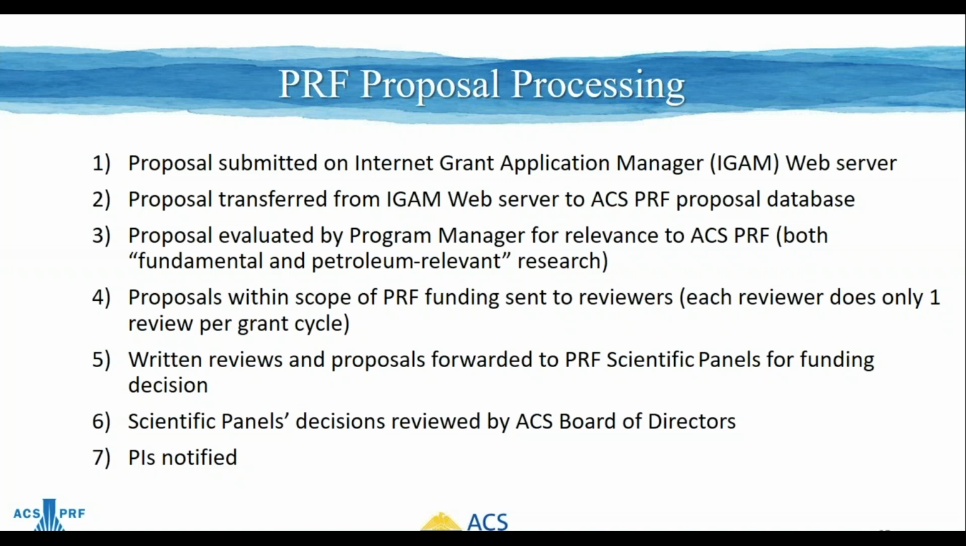Okay, so then we collect these and they go to the science panels. Remember the list I showed you with the 10 listings? Each one of those areas has 3 scientists who are on the PRF committee that review all of the proposals in that area and make the recommendations for funding based on, again, what we have prorated out.